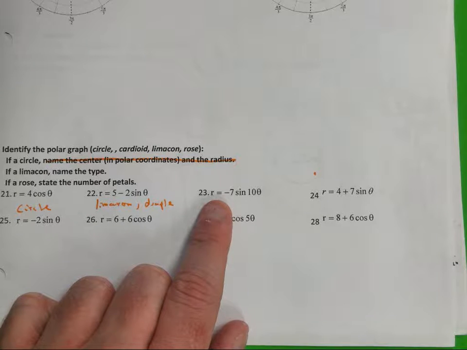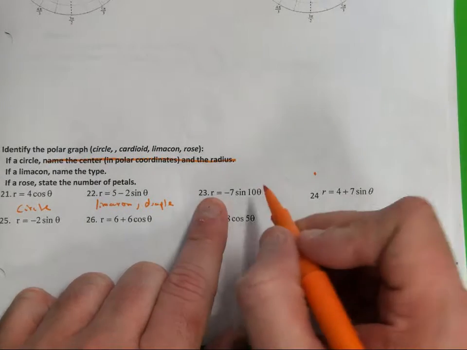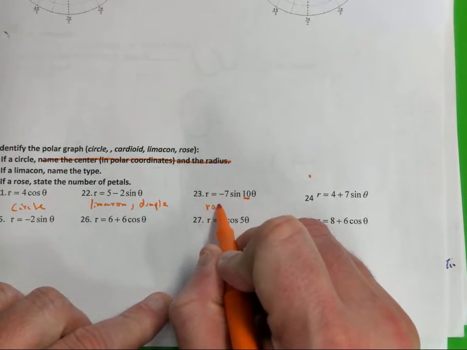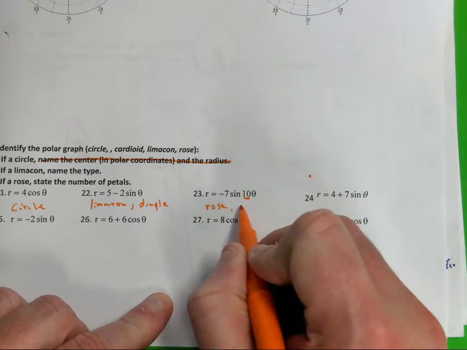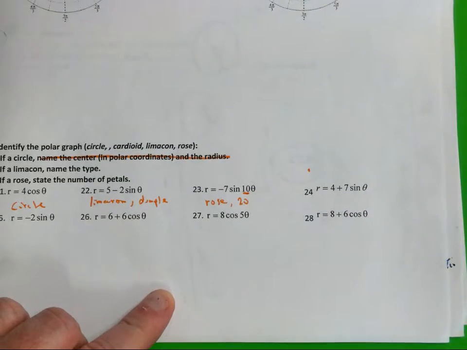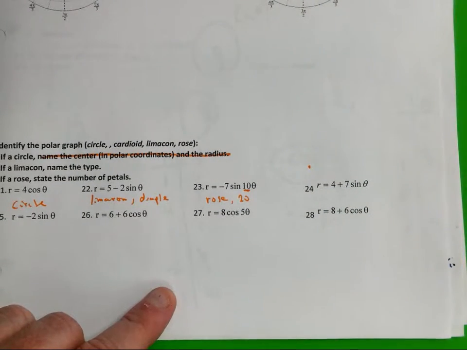Number 23, sorry. What type is this, class? A rose, because of this number right here. How many petals will that rose have? 20. I wouldn't give you something like that to graph, but it would have 20.